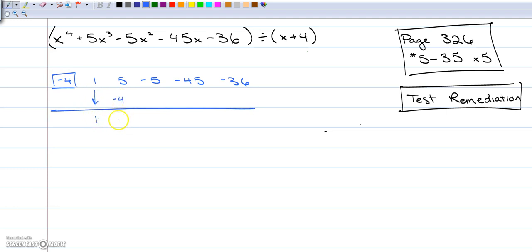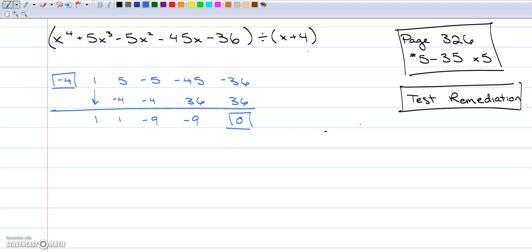Multiply to get back up. Add down. Multiply to get back up. Add down. Notice it got bigger this time, but that's okay. Multiply to get back up. And add down again. Multiply to get back up. The remainder is 0. Interesting thing about this process is maybe you could go again.